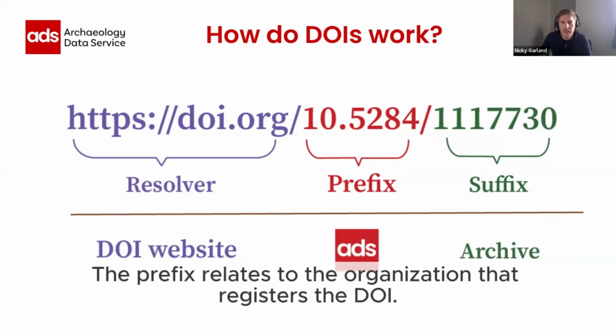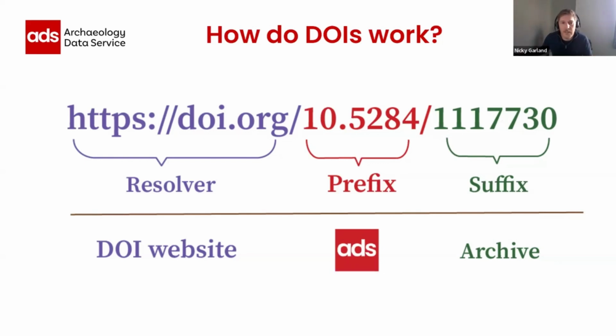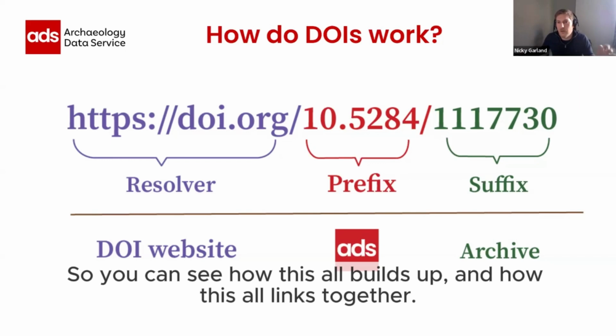The prefix relates to the organization that registers the DOI. This is a publisher or a digital repository such as the ADS. And finally, the suffix relates specifically to the object itself, whether that's an archive or a journal article or something else. So you can see how this all builds up and how this all links together.